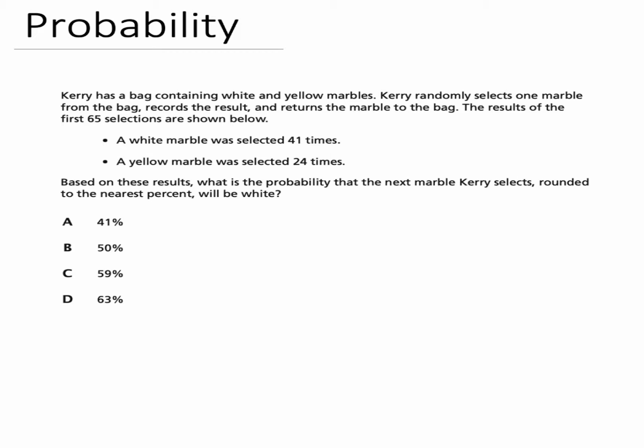So let's begin. Our question states, Carrie has a bag containing white and yellow marbles. Carrie randomly selects one marble from the bag, records the results, and returns the marble to the bag. The results of the first, and this is important, the first 65 selections are shown below. A white marble was selected 41 times. A yellow marble was selected 24 times. Based on these results, what is the probability that the next marble Carrie selects, rounded to the nearest percent, will be white?